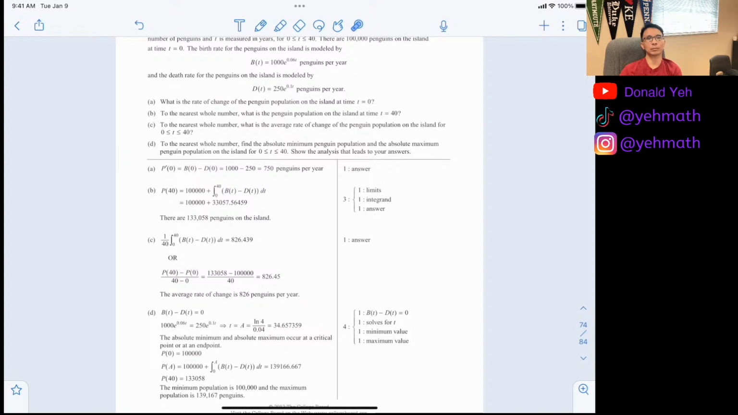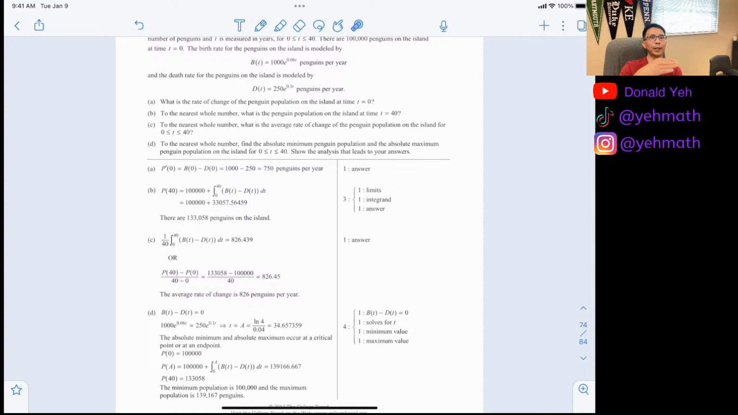Did you do A? What is the minimum? You have to find the critical points first, and then you have to check the endpoints, just like the table. You have to do P of 0 and P of 40. Now, A is where they cross the x-axis of the B of t minus D of t graph. The net graph, you should see that at 34.657 they intersect the x-axis. Do you see that?